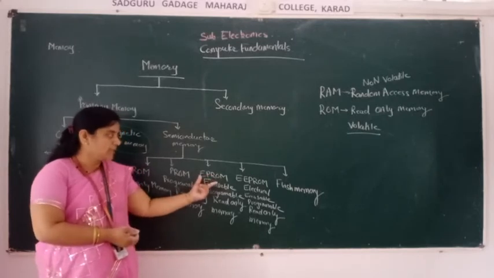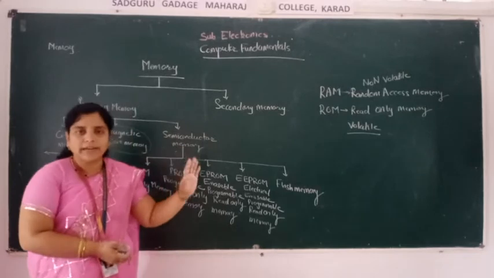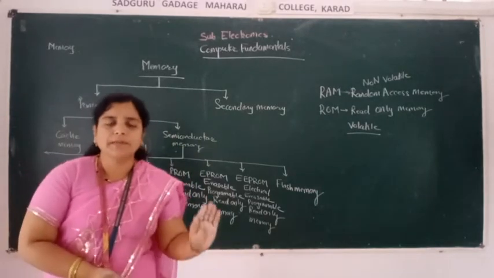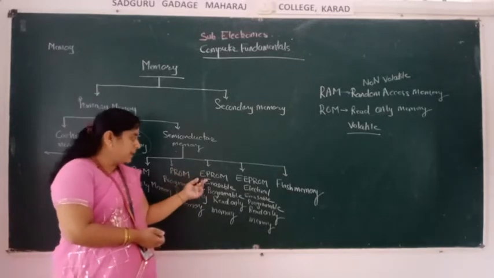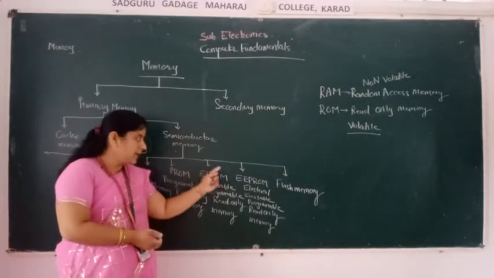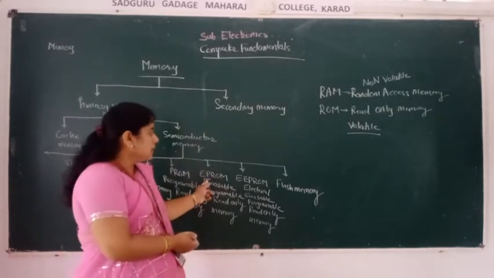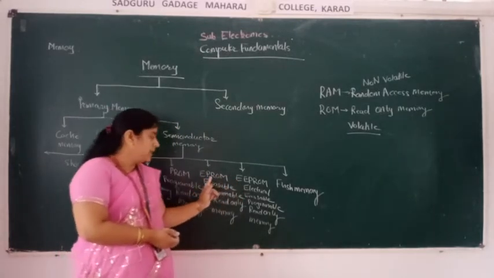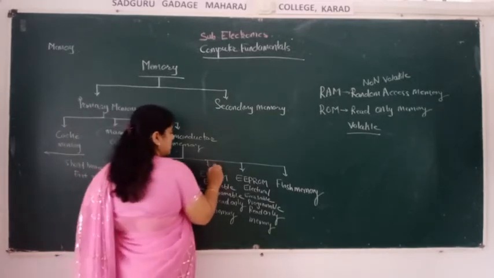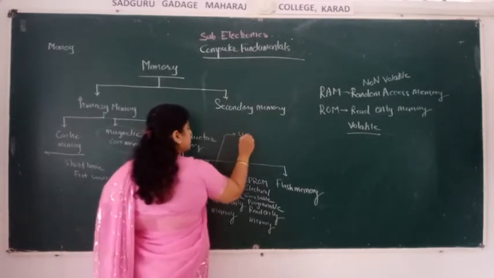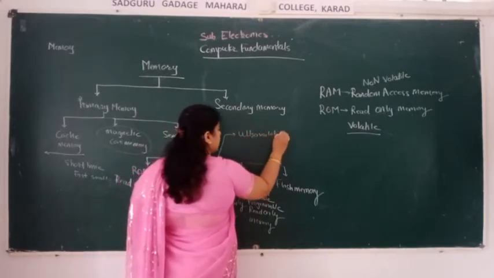That is called the erasable programmable read-only memory. If you don't want that program, you can erase it. And if the program is erased by ultraviolet light, it is called EPROM, the erasable programmable read-only memory.